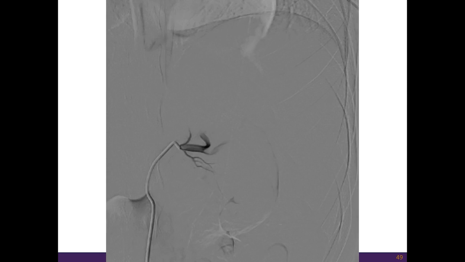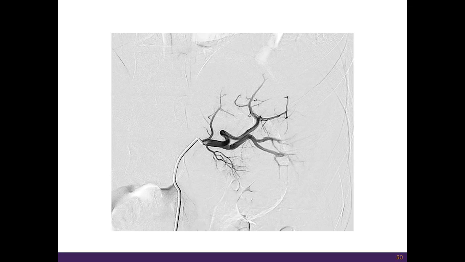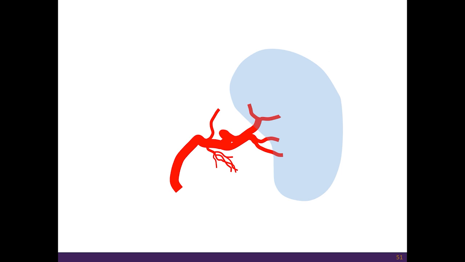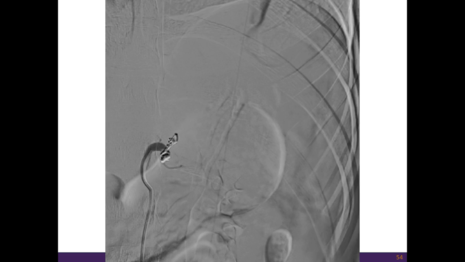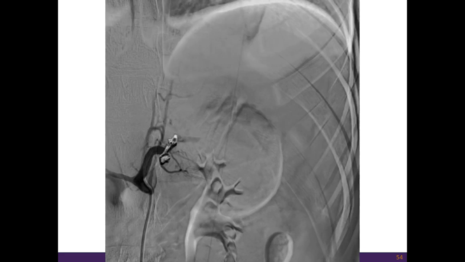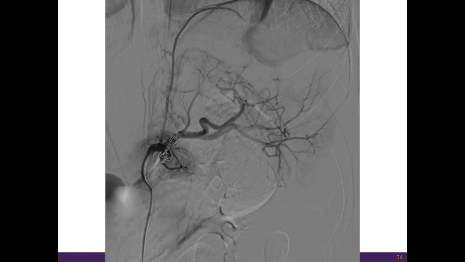A splenic artery angiogram with the catheter in the mid portion of the splenic artery for coil embolization planning. The still image shows the anatomy of the splenic artery branches, including the short gastric arteries and dorsal pancreatic arteries. And you can see in this diagram that embolization decreases flow perfusion pressure and promotes hemostasis. And so here is the post-embolization with coil images. Contrast reaches the splenic artery through collaterals, including short gastric arteries and the dorsal pancreatic arteries.